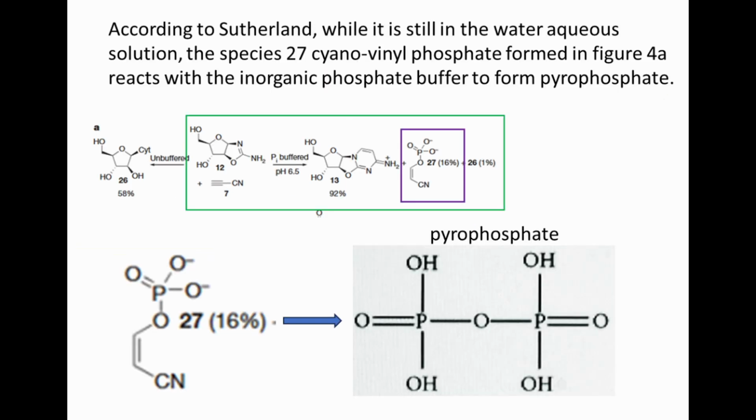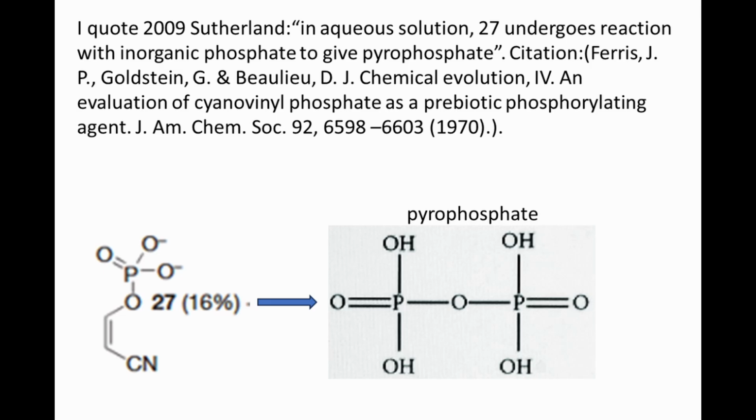According to Sutherland, while it is still in the water aqueous solution, the species 27 cyanovinyl phosphate formed in Figure 4a reacts with the inorganic phosphate buffer to form pyrophosphate. I quote Sutherland 2009 directly. Quote, "In aqueous solution, 27 undergoes reaction with inorganic phosphate to give pyrophosphate." Unquote. Sutherland does not observe this directly, but cites a 1970 paper by Ferris et al.